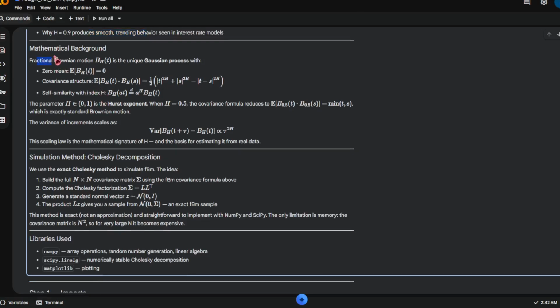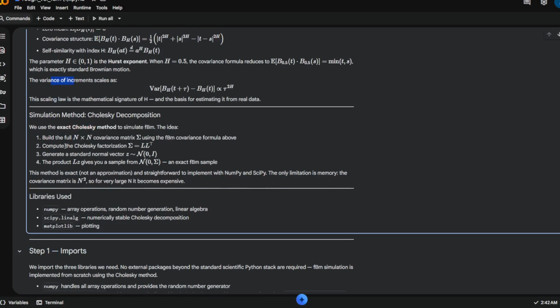So we need this math background. You can read this for the zero mean, covariance structure, and the self-similarity with the index H. And the parameter is the Hurst exponent, etc.